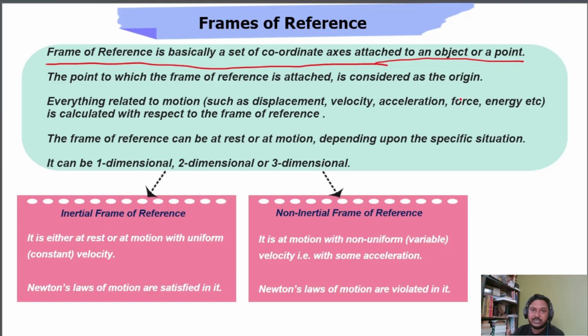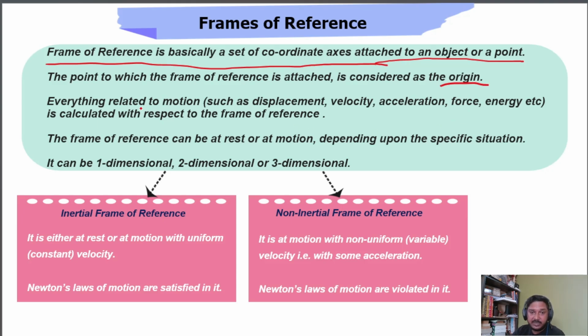So if we have a system in motion, and then we attach a coordinate system, it can be a one axis system, a two axis system, or a three axis system, depending on whether we are working in one dimension, two dimensions, or three dimensions. So the reference frame is basically a system of coordinate axes that needs to be attached to a point or an object in a motion system, to explain that motion completely. The point to which the frame of reference is attached is normally called the origin.